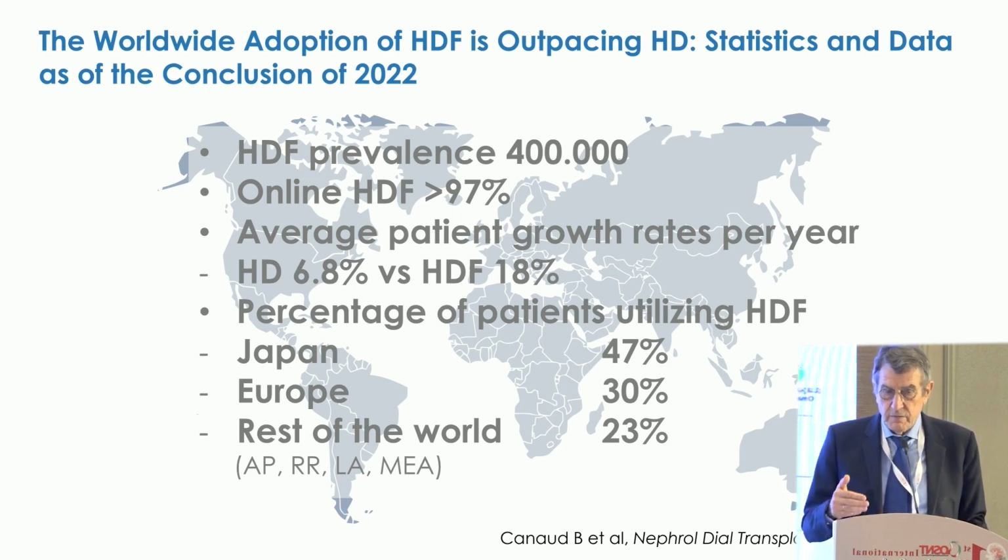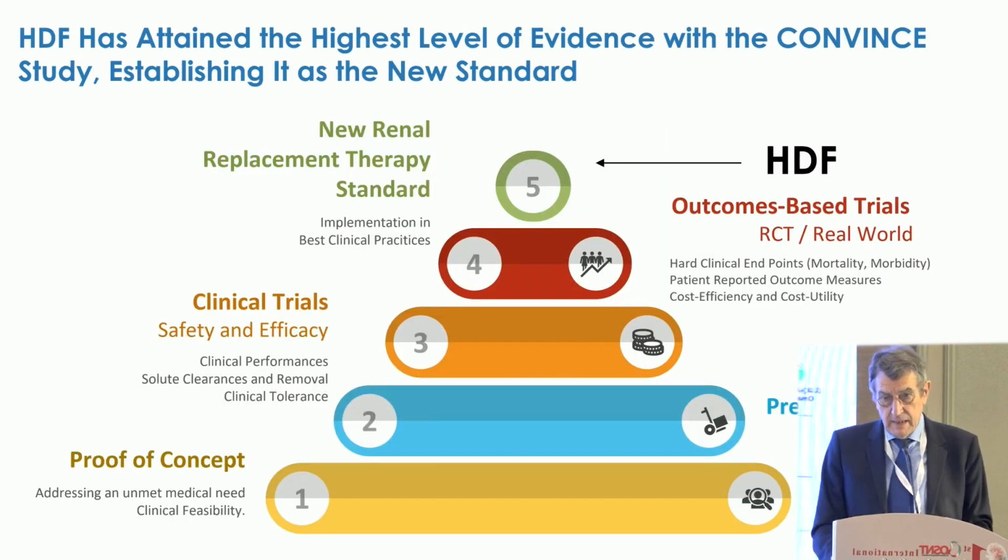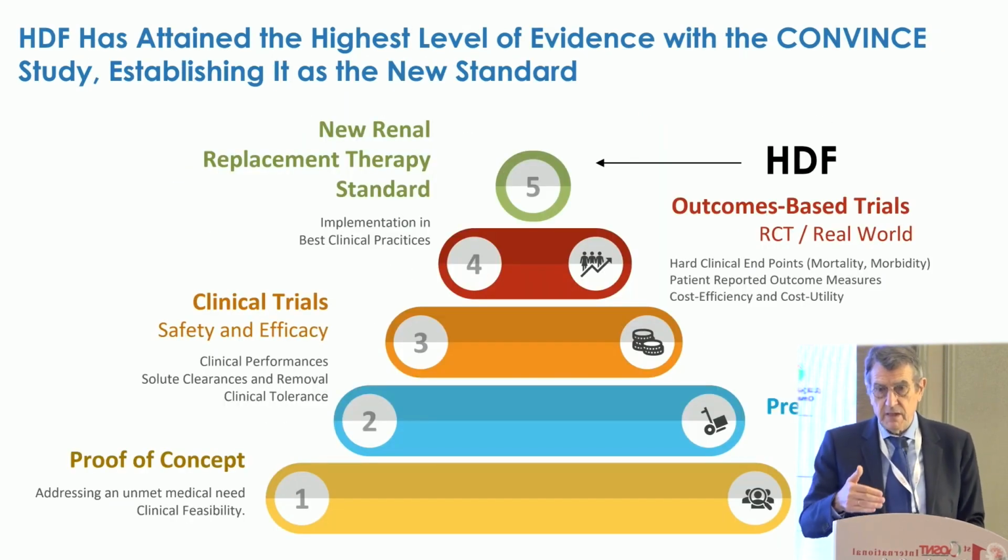Average growth rate per year is 18% with hemodiafiltration versus 6.8 in hemodialysis. I just put a percentage of patients. Japan is 47, Europe is 37, rest of the world 23%. And then hemodiafiltration has attained what we call the highest level of evidence with a CONVINCE study. So it certainly establishing a new standard for renal replacement therapy today.